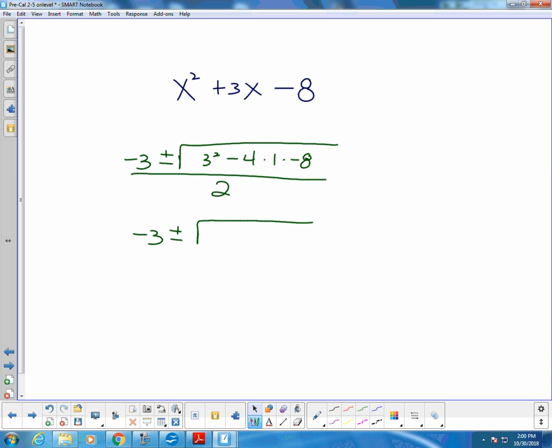This is 9, and this is 32. 9 plus 32 is 41. So that's the reason it can't be factored: it's a square root of 41, which is irrational. Okay? You would leave it like that. That's 2 answers.